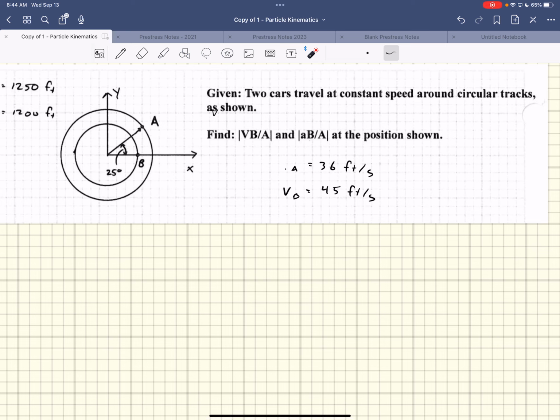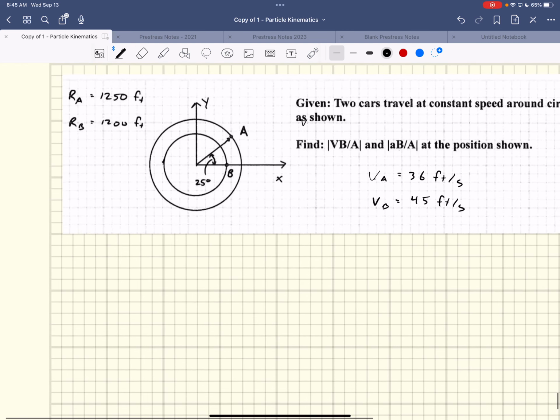Make sure that everything's in here. For some reason, I'm losing some of my variables. VA is 36 feet per second. VB is 45 feet per second. It's right at 25 degrees right there. RA and RB are 1200.